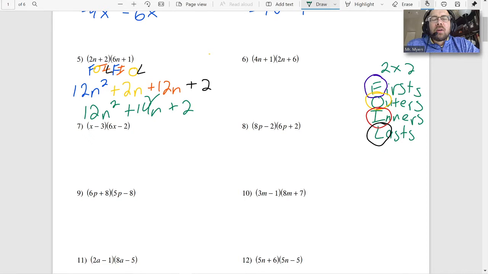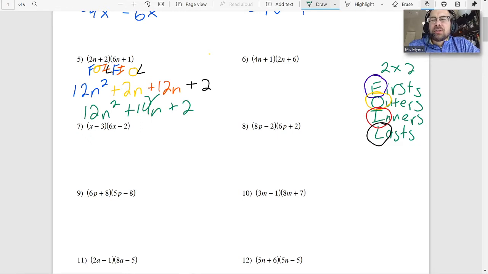So before I go on to number 6, there's kind of a trick. So we can do FOIL, right? FOIL is fine. When we get to the later questions, FOIL's not going to be enough because we're not going to have 2 by 2. We're going to have 2 by 3, or even more than that sometimes. When that happens, you want to think of it a little bit more like distributing.